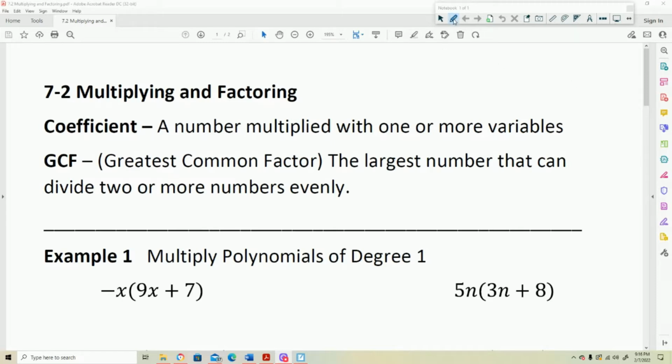So a coefficient is the number part of a variable term. It's a number multiplied with one or more variables. So if we have a term that looks like this, x squared y, the coefficient is only the number part. It has nothing to do with the variables. It's just the number part. So it doesn't matter how long the term is, the coefficient is the number part of that term.